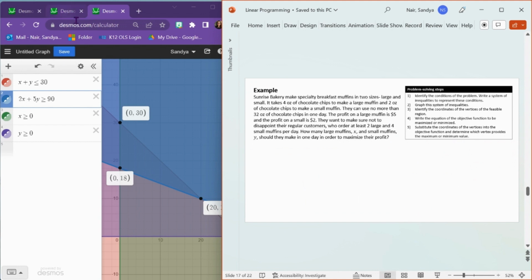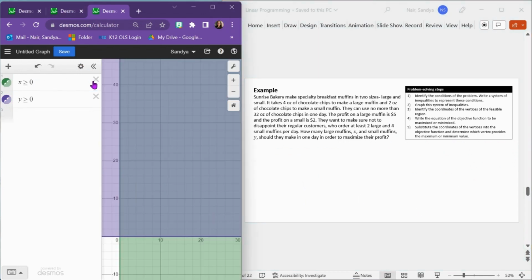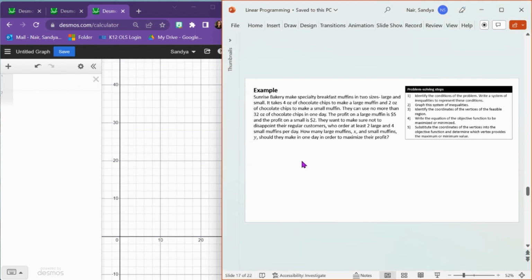So here's another problem. Let's try this one. It says Sunrise Bakery makes specialty breakfast muffins in two sizes, large and small. It takes 4 ounces of chocolate chips to make a large muffin and 2 ounces of chocolate chips to make a small muffin. They can use no more than 32 ounces of chocolate chips in one day. The profit on a large muffin is $5 and the profit on a small is $2. They want to make sure not to disappoint their regular customers who order at least 2 large and 4 small muffins per day. How many large muffins x and small muffins y should they make in a day to maximize their profit?